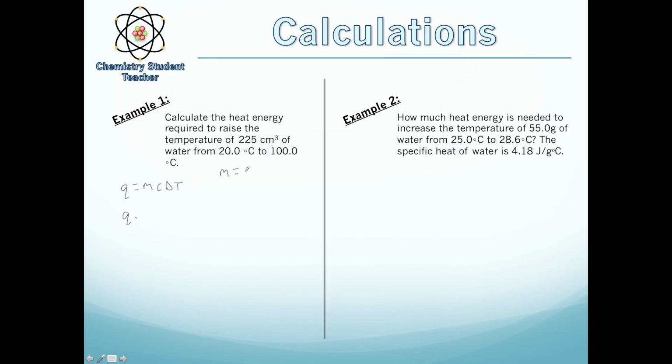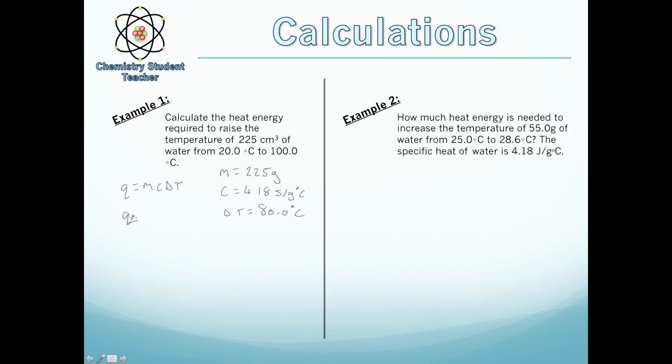We have mass. As remember I said, water is 1 gram per centimetre cubed. We have 225 centimetres cubed, meaning we have 225 grams. So that's our mass. Specific heat capacity will usually be given to you, which is 4.18, and in the next example it is given to you. Joules per gram per degree C. And then delta T, the change, and you need to be careful on the symbol here. So if it went from 20 degrees down to 10 degrees, delta T would be minus 10, but in this case it's 20 to 100, so it's increasing by 80.0 degrees C.